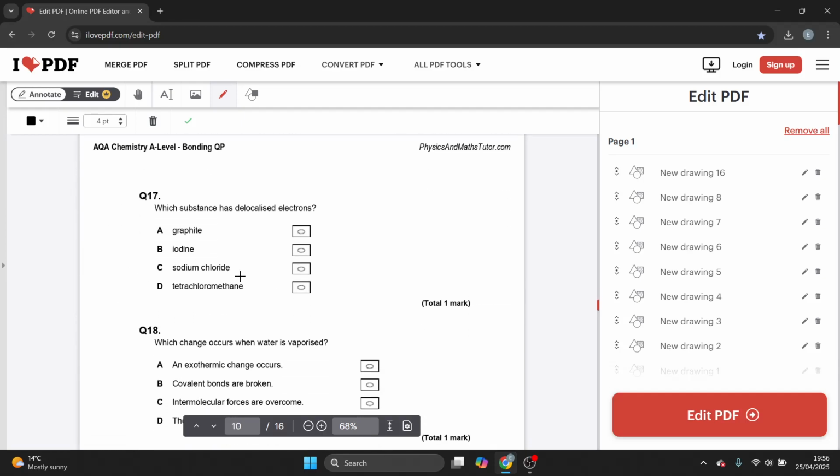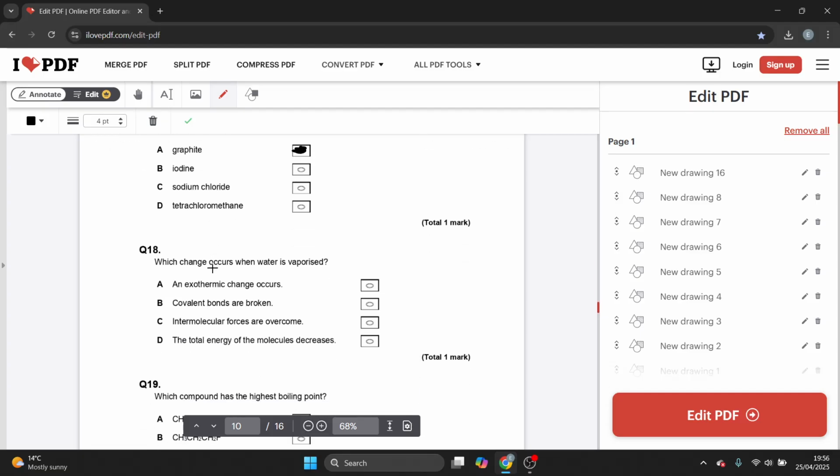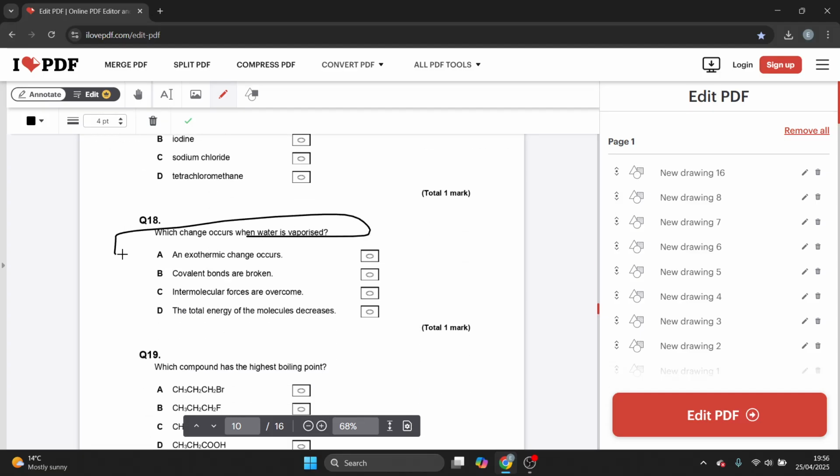Which substance has delocalized electrons? Graphite. Which change occurs when water is vaporized? Ooh, what a question. Intermolecular forces are overcome, not covalent bonds. When water is vaporized, intermolecular forces are overcome.